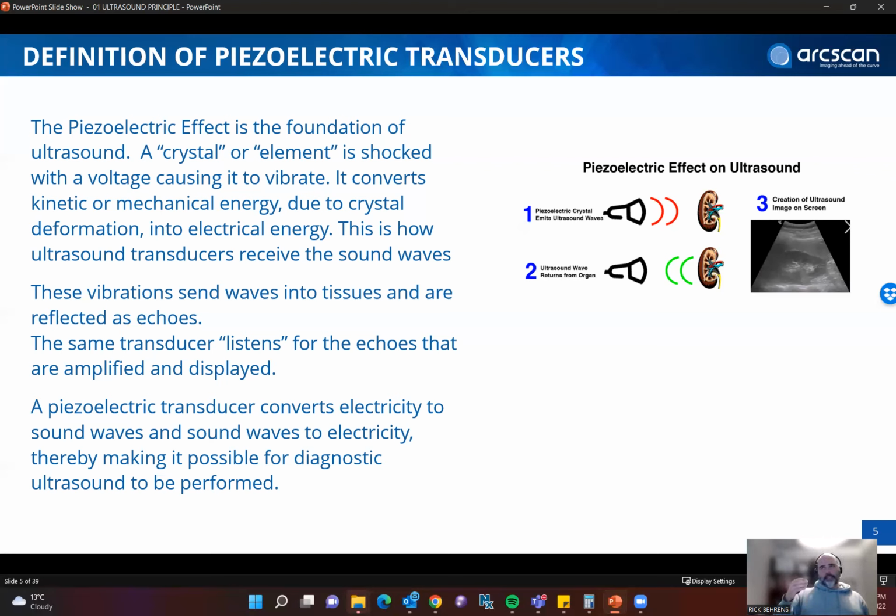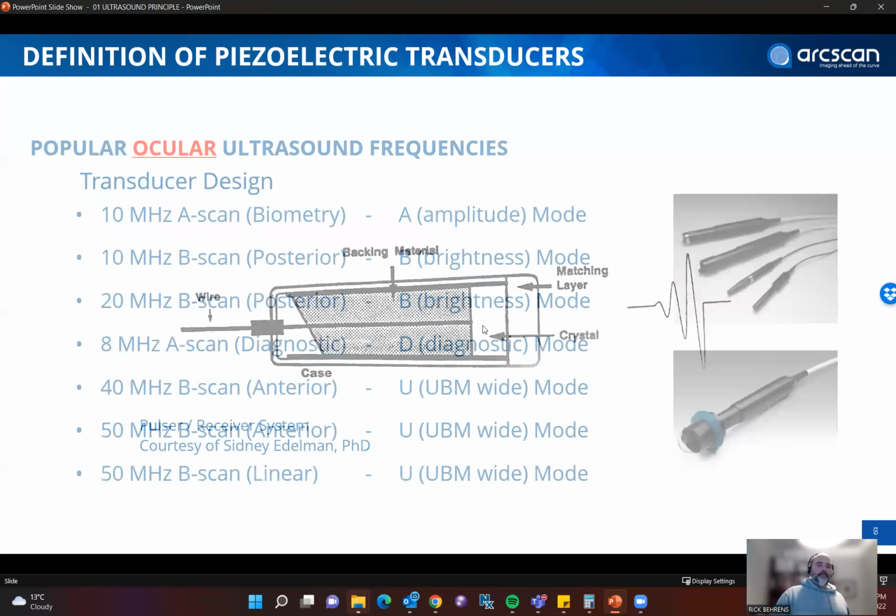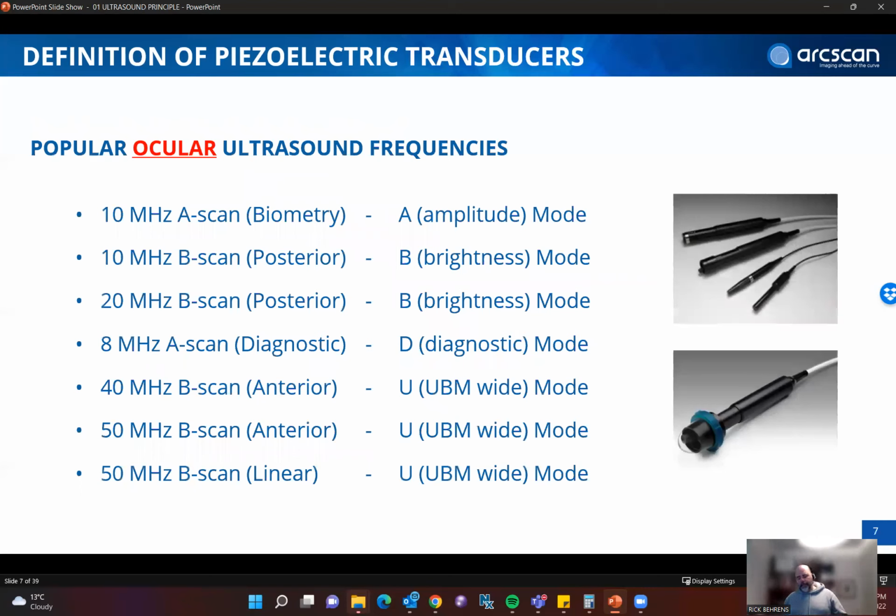So this piezoelectric is the most important part because it is a movable part, sitting at the front of the probe, as you can see here, and it's the one that moves and vibrates every time it is excited. Now, there are many different probes and frequencies used in the eye. Those are some of the most general: from biometry, posterior, diagnostic, and anterior, pretty much from 10 to 50 or 8 to 50. Those are the main probes, and those are used with handheld ultrasound.